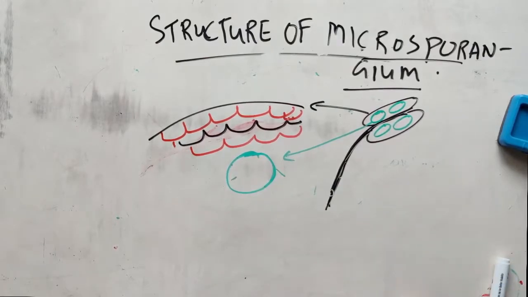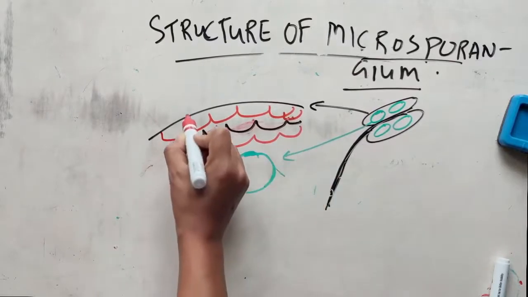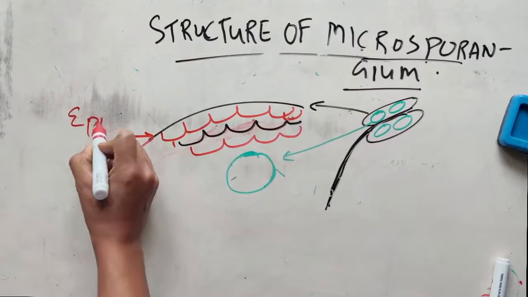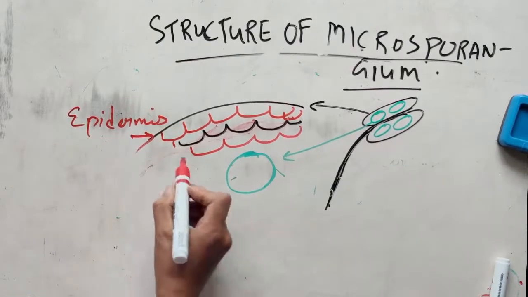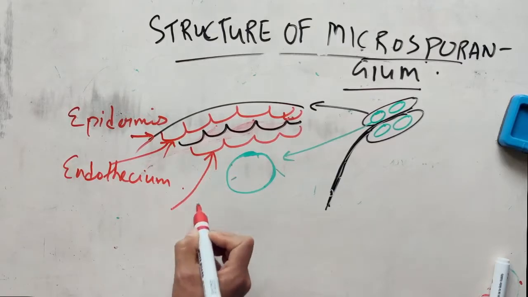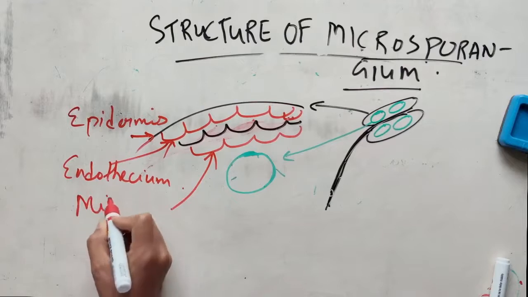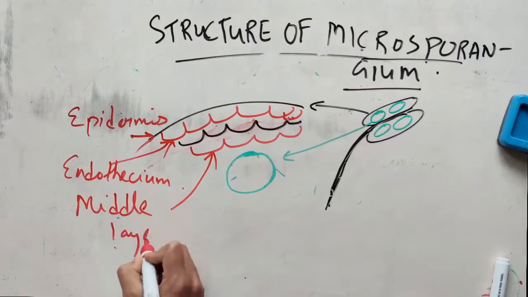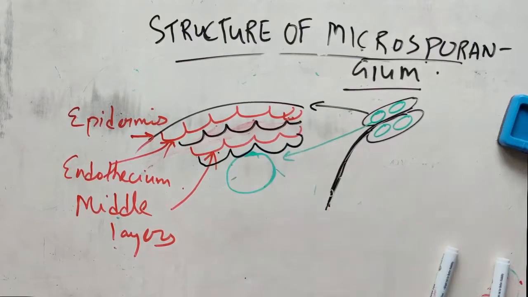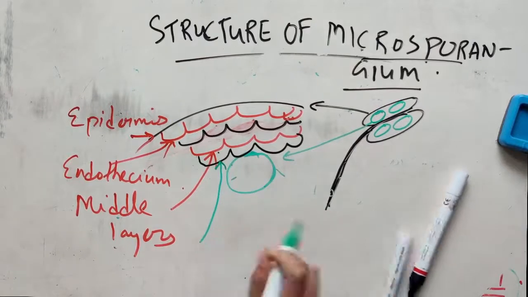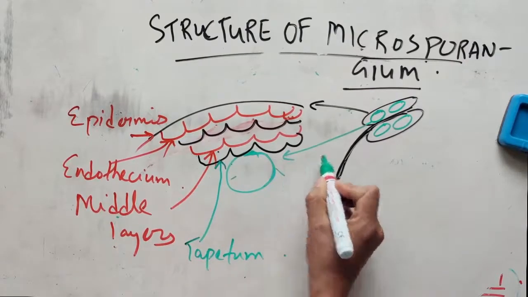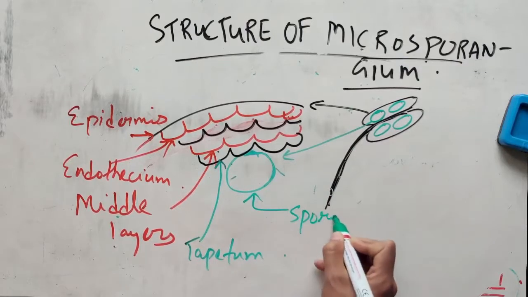The structure of the microsporangia: number 1 is the first, outermost layer, the epidermis. Second is the endothecium. Then the middle layers, then the tapetum, and then the sporogenous tissue.